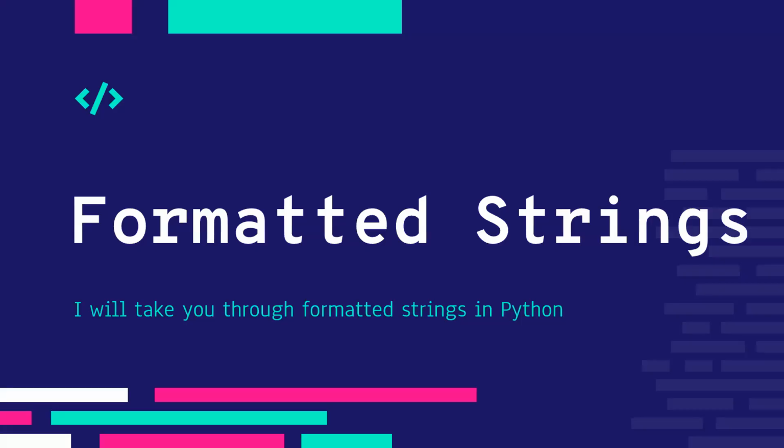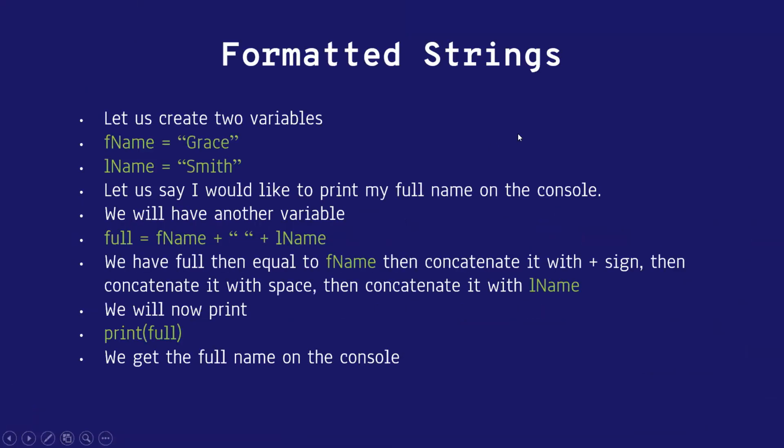I want us to look at formatted strings. I'll take you through formatted strings in Python. So let us create two variables. First name equals Grace and last name equals Smith. I'll show you how we'll go about that.